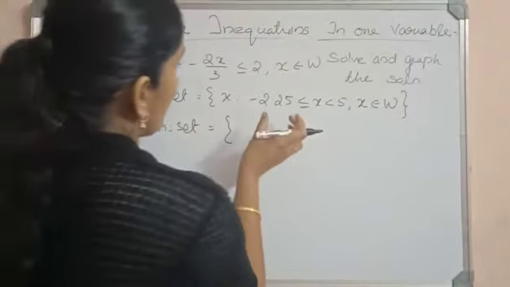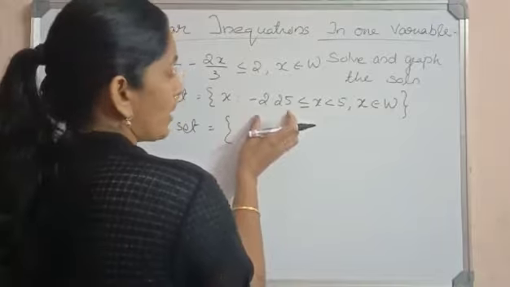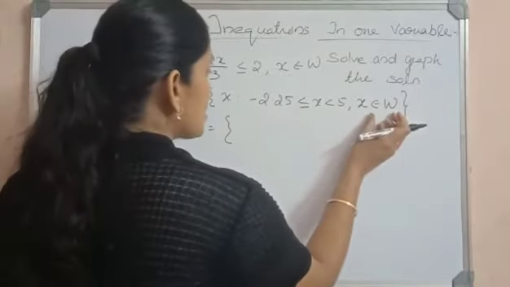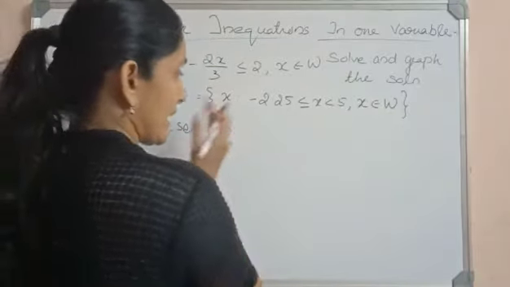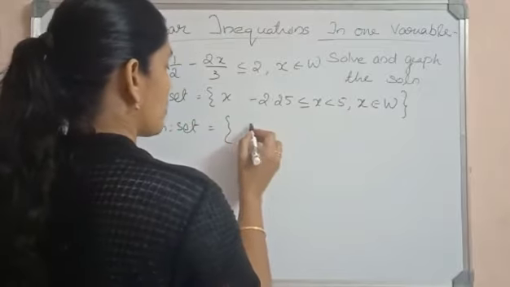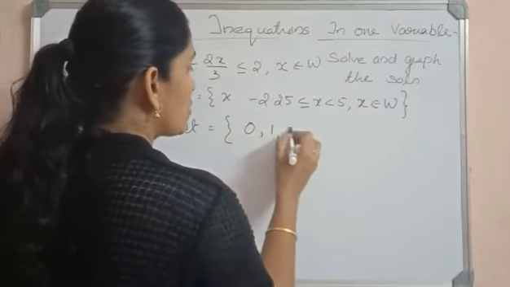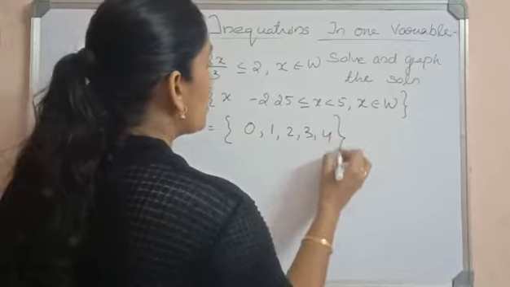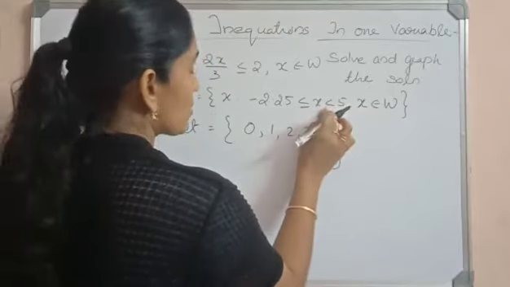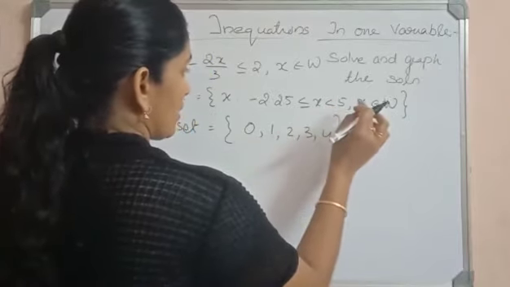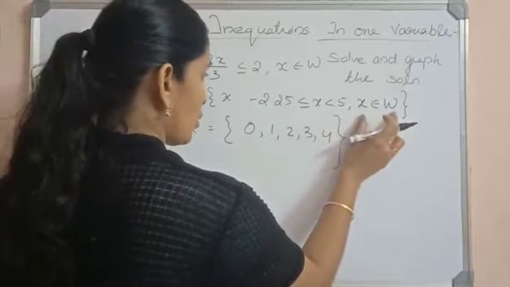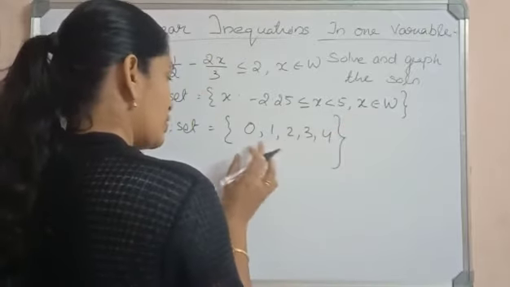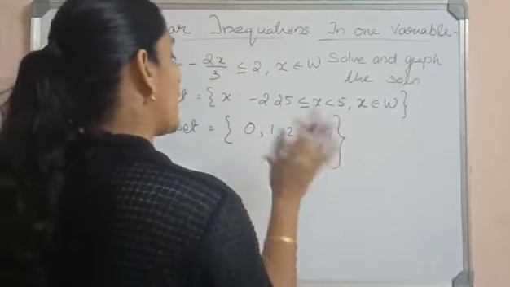set, the numbers start from minus 2.25. Since the whole number starts from 0, we cannot consider any negative number. So our solution set starts from 0: 0, 1, 2, 3 and 4. We cannot include 5 since it is strictly less than. And the replacement set is set of whole numbers. So our solution set will be 0, 1, 2, 3 and 4.